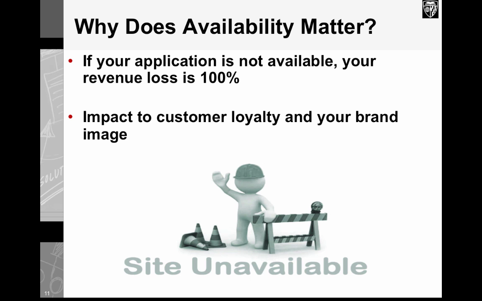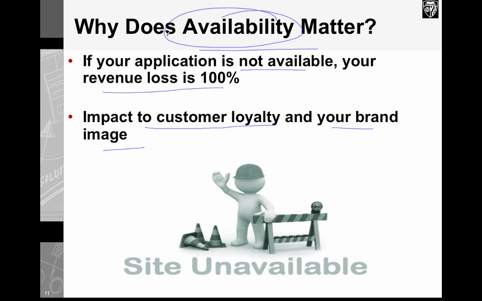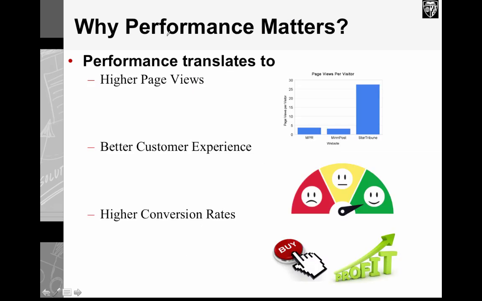Well, let's talk a little bit more about performance and availability. Let's start with availability. Why does availability matter? If your application is not available, you're going to have a revenue loss, right? If your site shuts down, it's 100% revenue loss. It impacts customer loyalty and also your brand image. So availability is extremely important. Performance is also extremely important because if you have higher performance, you'll have higher page views, you'll have better customer experience, and you'll have higher conversion rates, which means they will actually end up buying the product.